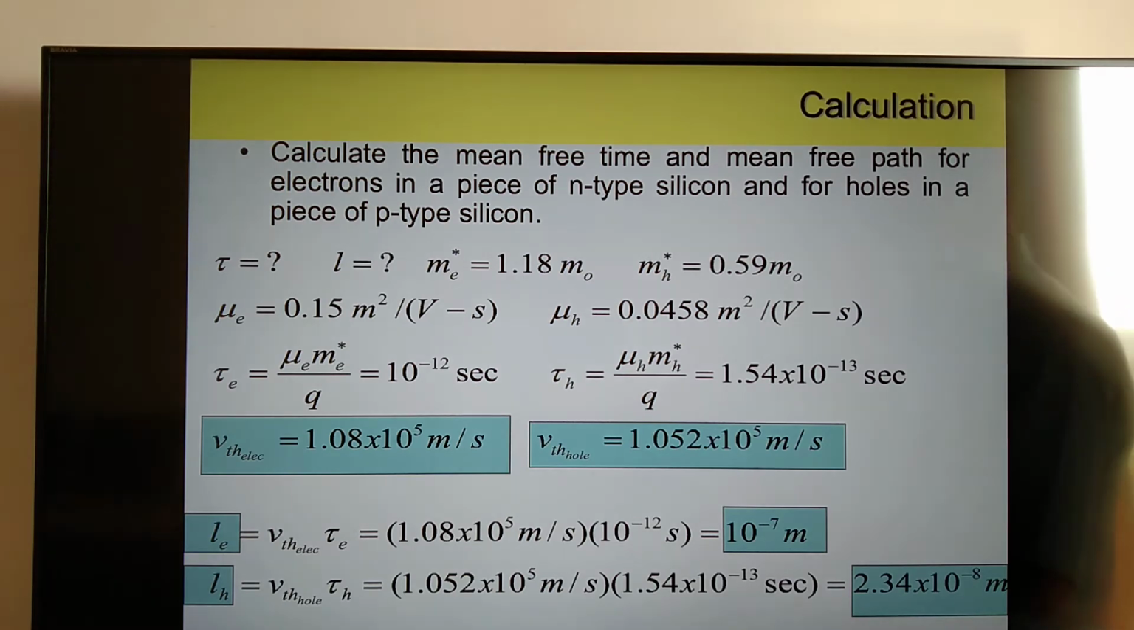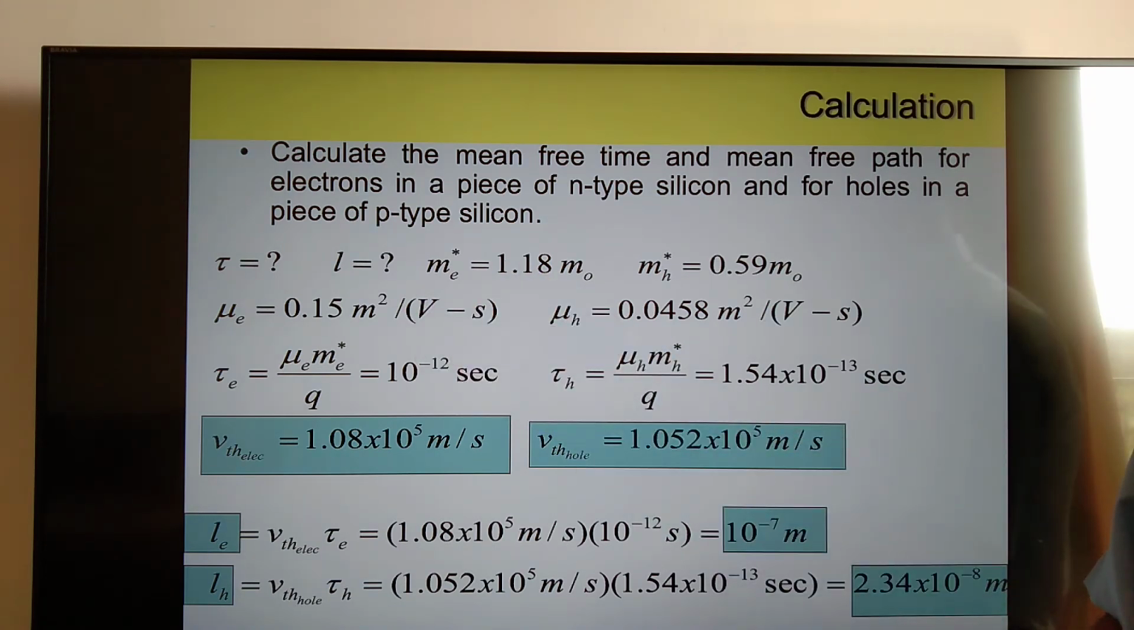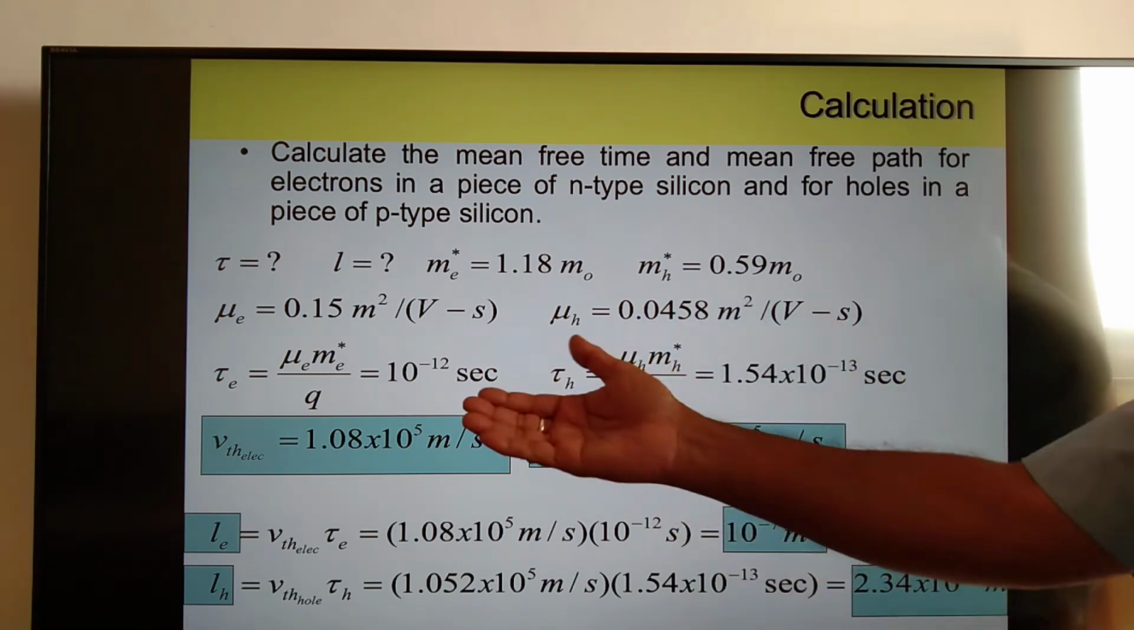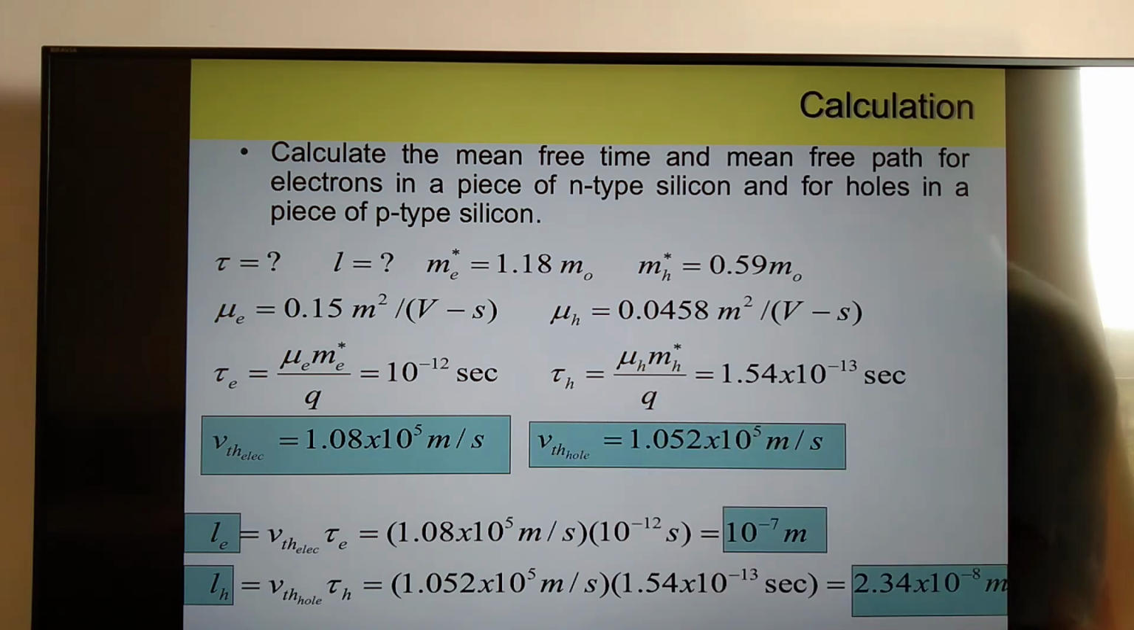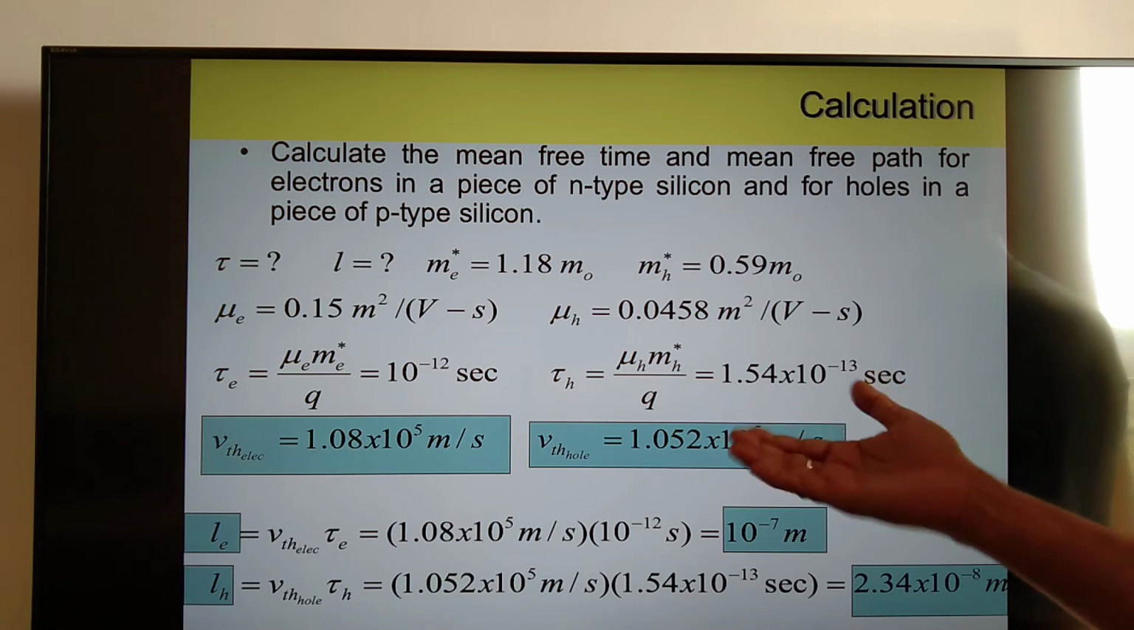Here is another example. For a piece of n-type silicon, different parameters are given. The effective equivalent mass for an electron is 1.18 m naught, where m naught is the rest mass of the electron, and the equivalent mass of a hole is 0.59 m naught. The electronic mobility is 0.15 meter square per volt second, and that for the hole is given by this value. So in that case, what will be the relaxation time for electron and also hole?